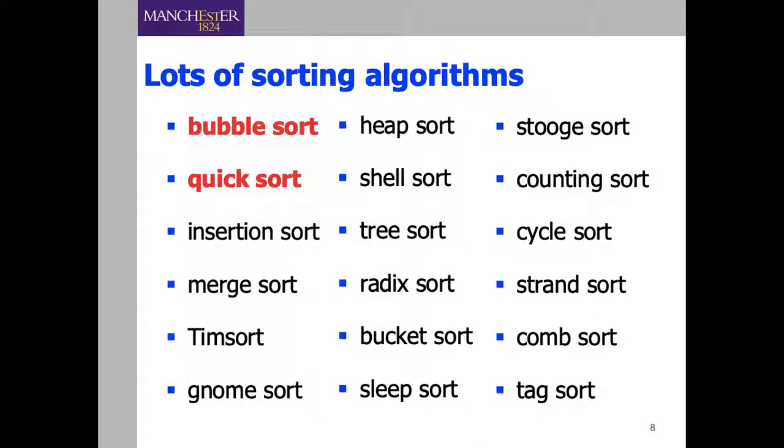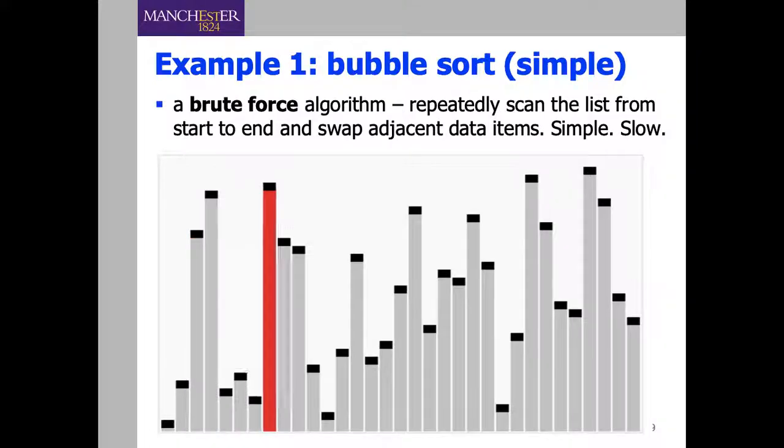So here's a list of some of the sorting algorithms that people have developed over the last few decades. I'm not going to go through them all. There's actually lots more than this. You can look them up if you're interested. Some of them have got funny names: bucket sort, comb sort, sleep sort, gnome sort. We're not going to go into all these, but I'm going to pick out just two: bubble sort and quick sort, which are two of the most widely used and most understood sorting algorithms. Let's look at bubble sort first.